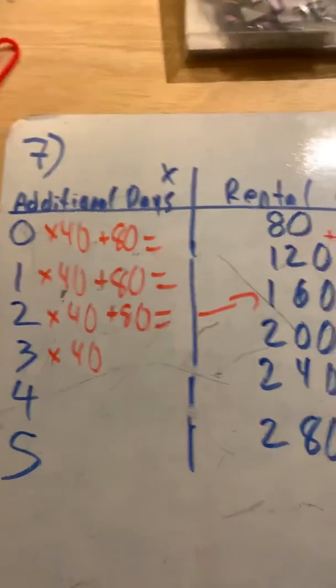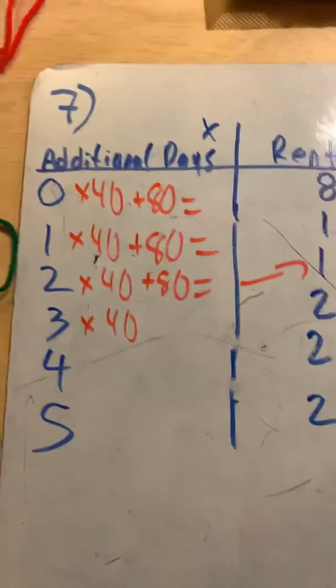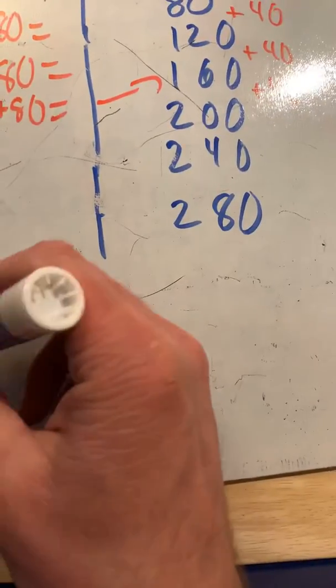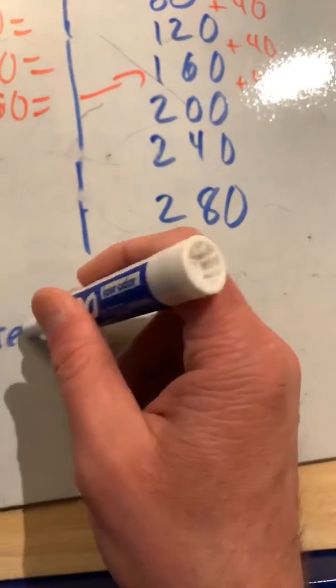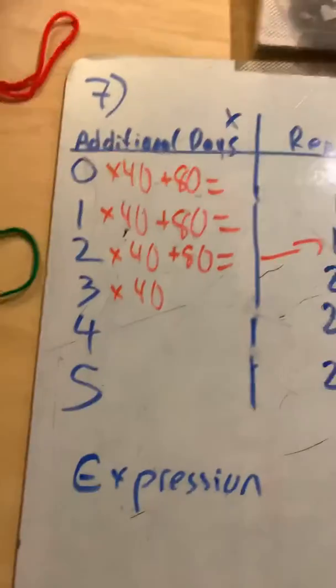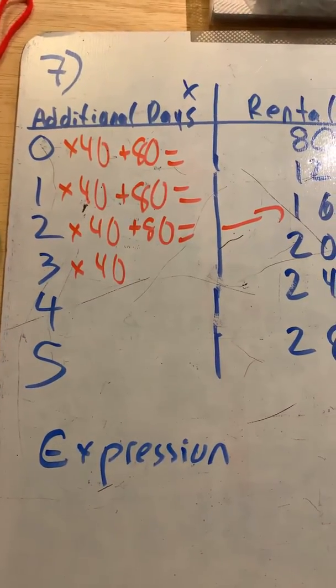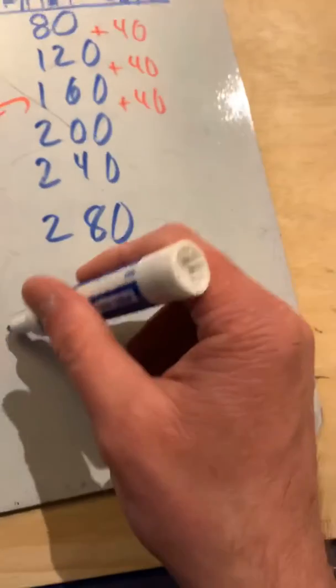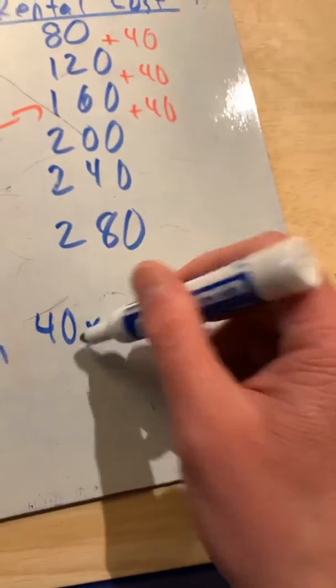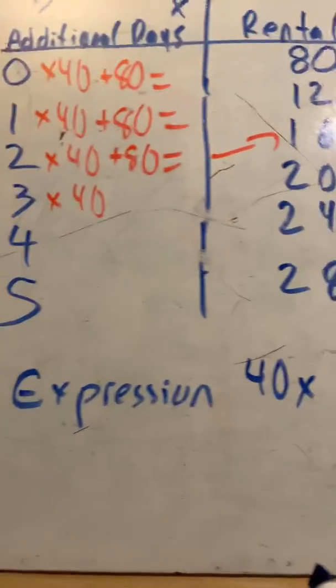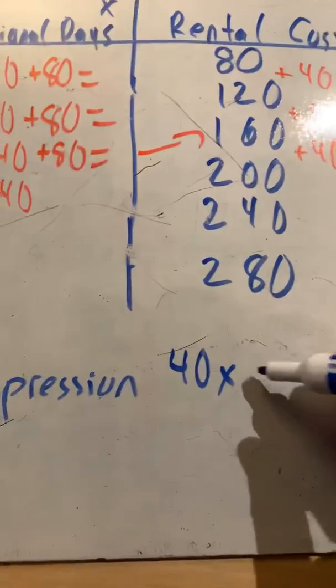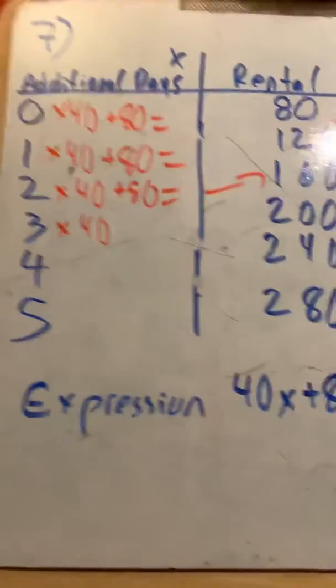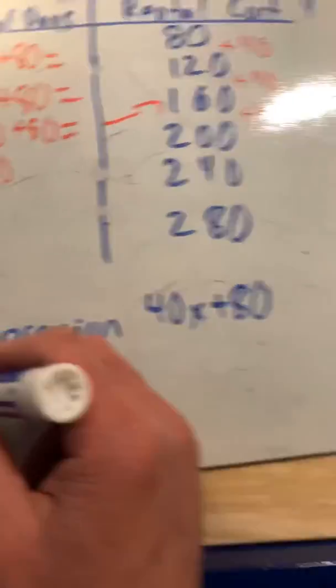So that's the algebra. And then our next step is to write that correctly as an expression and an equation. So the expression, to show the additional days times 40, we would write 40 and then X, and that means 40 times the additional days, and then add on the 80. That's the expression.